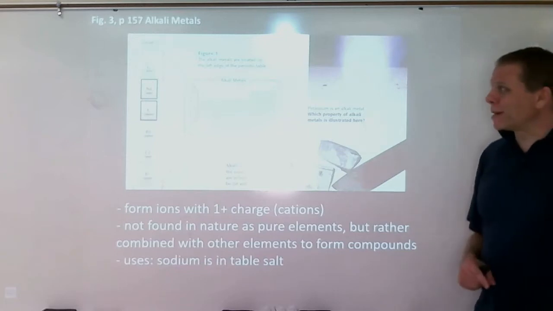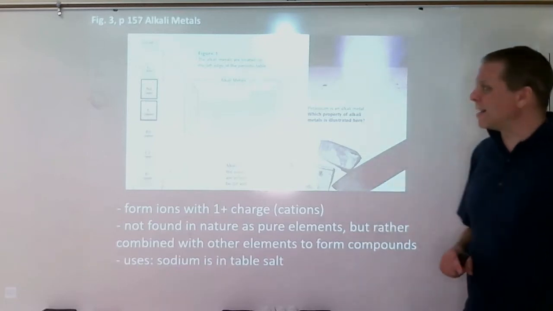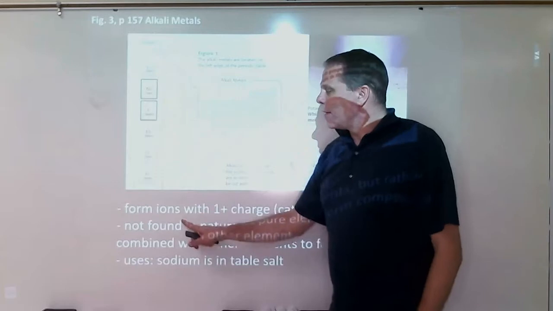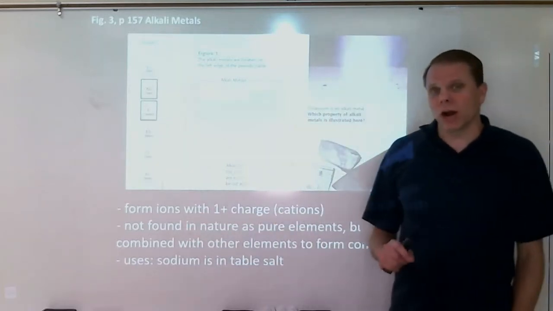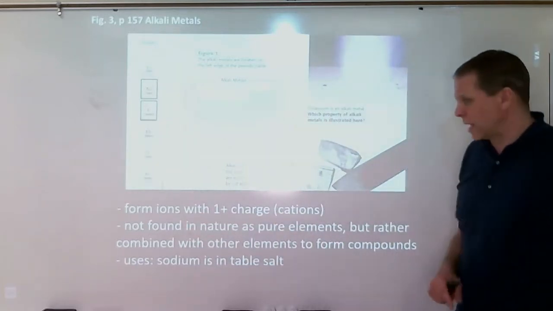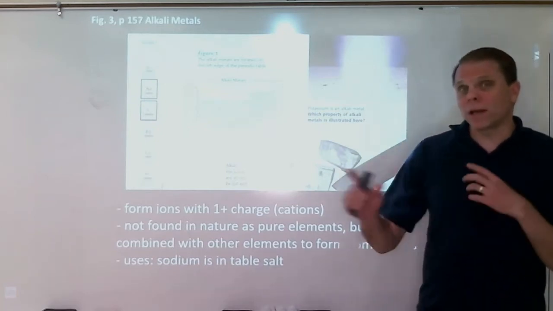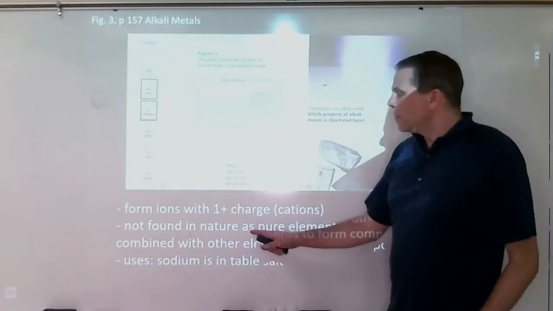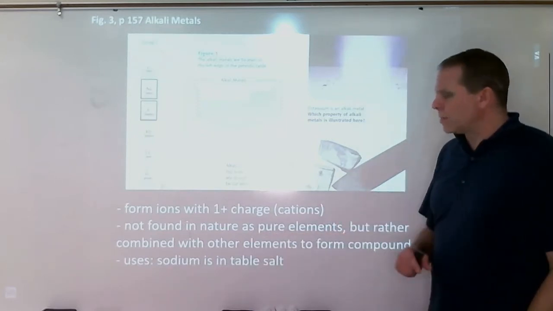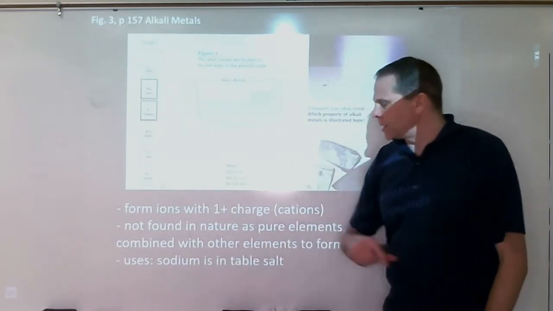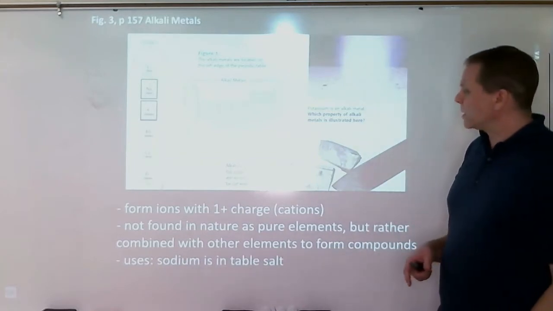So first one that we're going to talk about is the alkaline metals. Now, the alkaline metals are the first column, group 1. They all have a 1+ charge when they form an ion because they have one valence electron. They are not found in nature as pure elements because they're so reactive. They want to get rid of that electron so much, okay? But they will be combined with other elements to form compounds. For instance, sodium, table salt. It's going to be a perfect example.